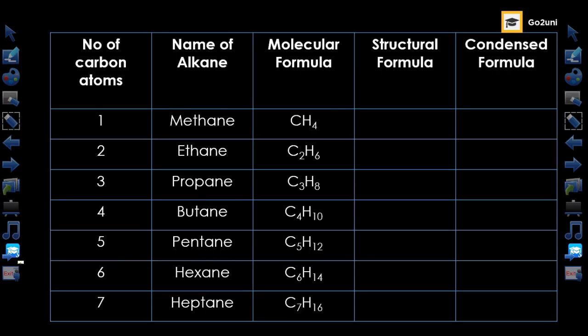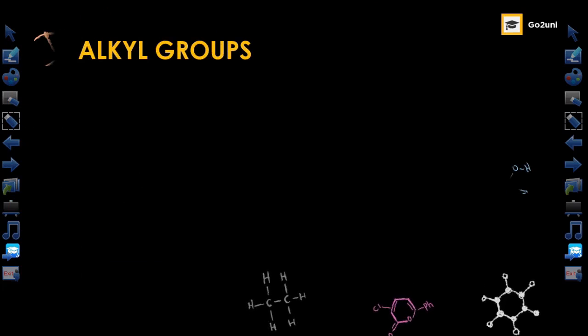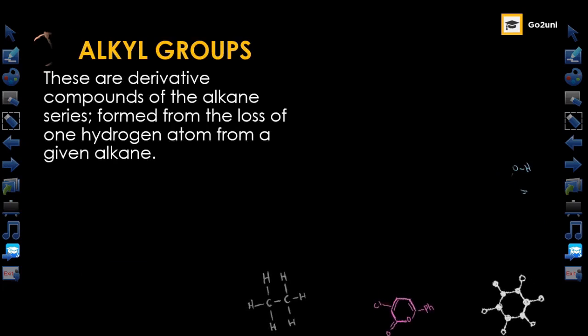Okay, so now let us proceed and look at the next subtopic, which is alkyl groups. Before we go over to the next homologous series, since we are still talking about alkanes, I'd like us to understand what we mean by alkyl groups. When we talk about alkyl groups, we refer to certain special groups, also a family, which are formed as derivatives of alkane groups.